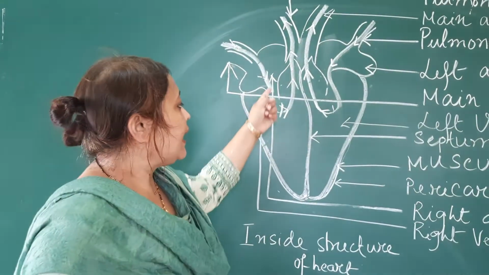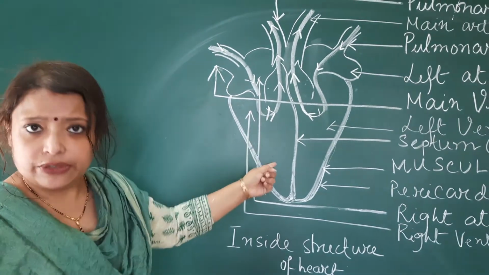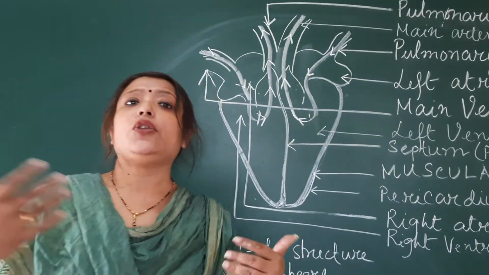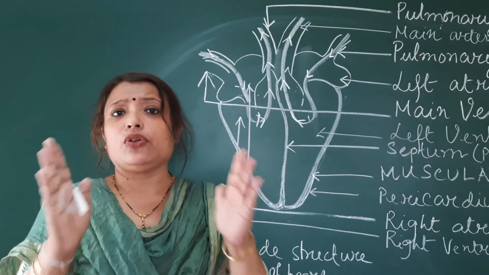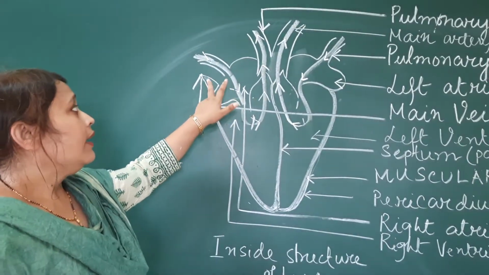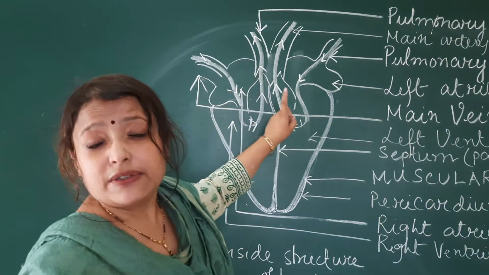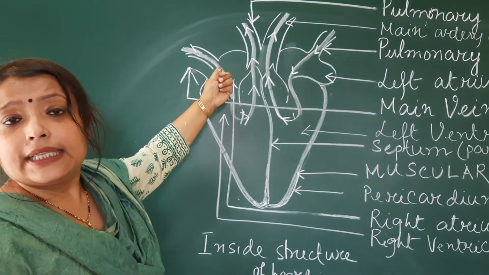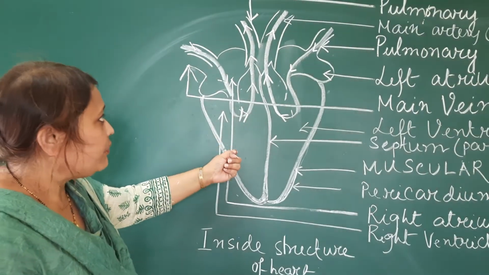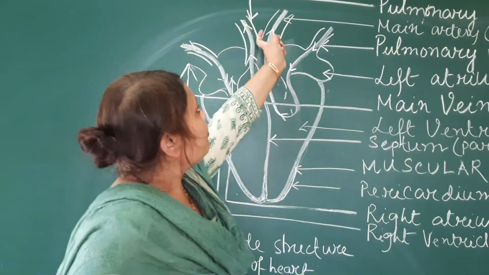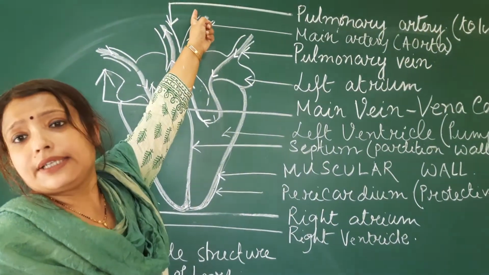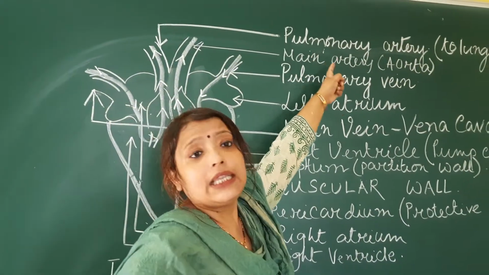Now the blood comes into the right ventricle. The detailed mechanism of circulation you will learn in a later part; just keep it in mind for your knowledge. The deoxygenated blood from the whole body comes into the right atrium, then into the right ventricle, and then through the pulmonary artery, this part here, it goes to the lungs.